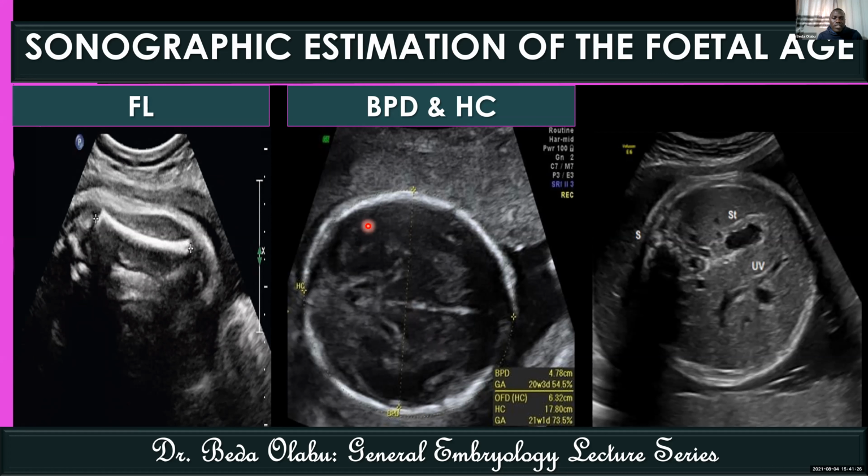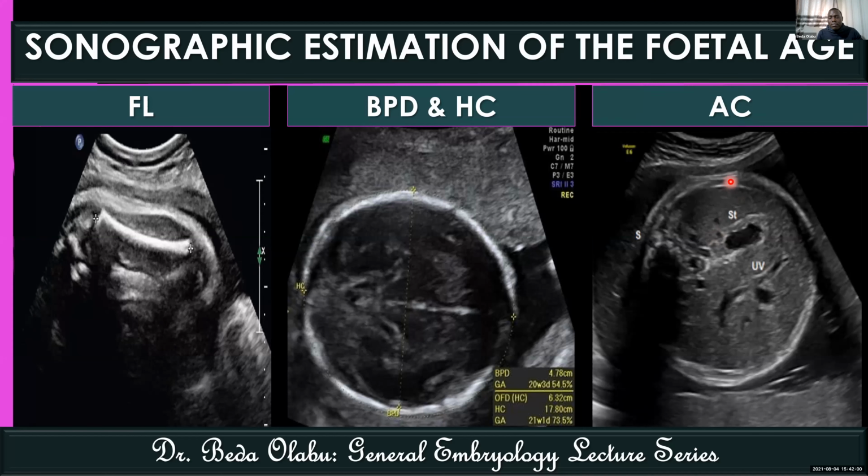The head circumference is the average distance around the head, in this particular plane of the thalami on both ends, and the falx cerebri, this structure here in the middle. Last but not least, we also estimate how long the baby has been there by estimating the size of the abdomen of the fetus. And we call that abdominal circumference. So we need those four parameters in the second and third trimester to also compute the estimated weight of the baby. Femoral length, biparietal diameter, head circumference, and abdominal circumference.